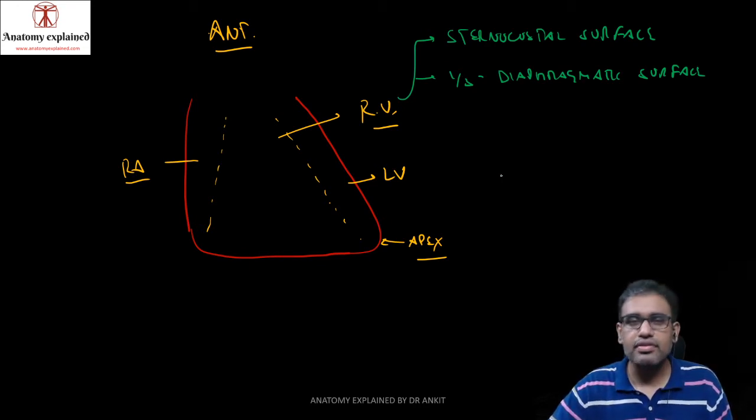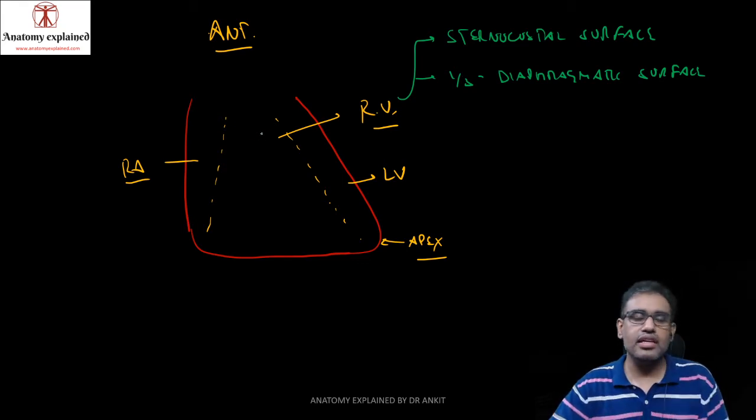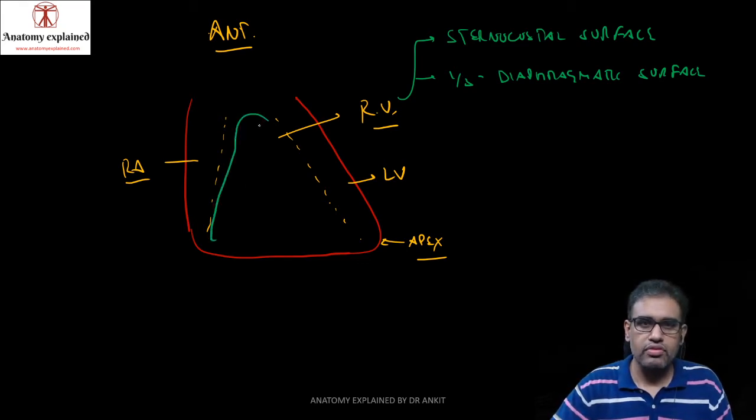Now, how to study the right ventricle? To study the right ventricle, we have to cut it open. If you cut it open from its anterior wall like this, then obviously it looks triangular in shape.